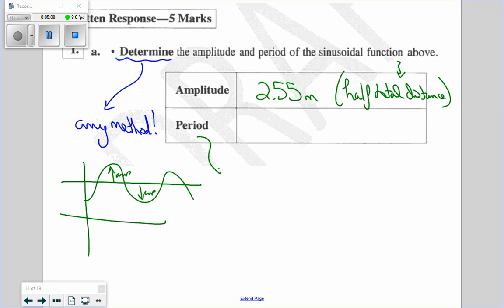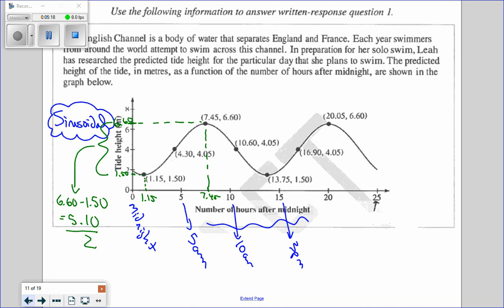For period, period is the length of one cycle. Okay? So it doesn't matter what part of the cycle we go with. If you want to go from peak to peak, you would go from here to here. So how far is that? Okay. You could also go from valley to valley. So you could be like, okay, the period is from here to here. So how far is that? You could do that one.